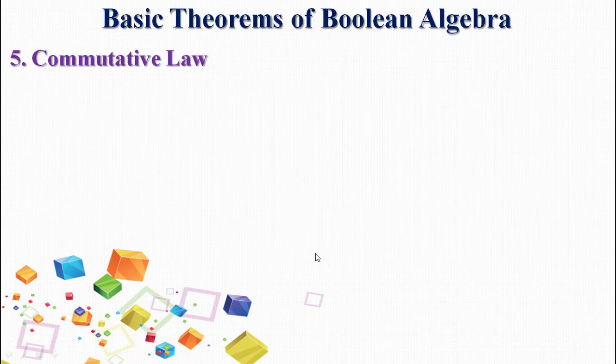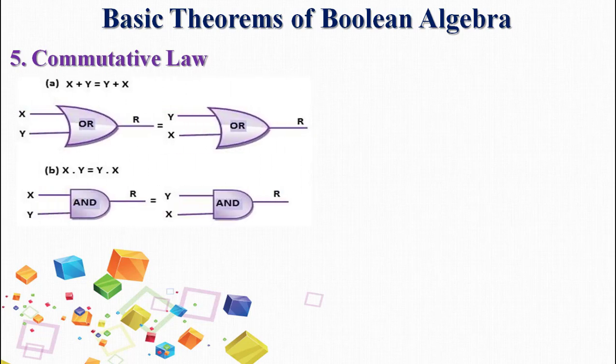So the next law in the basic theorems of Boolean algebra is the commutative law. The commutative law has two variations, one for addition and the other for multiplication. Let us see with respect to addition how the commutative law is written.